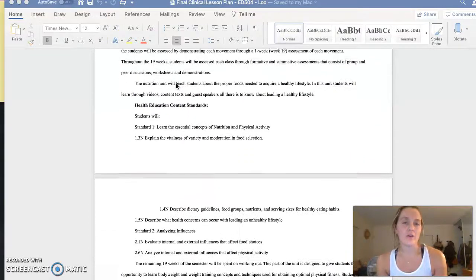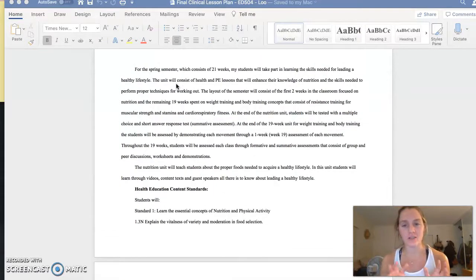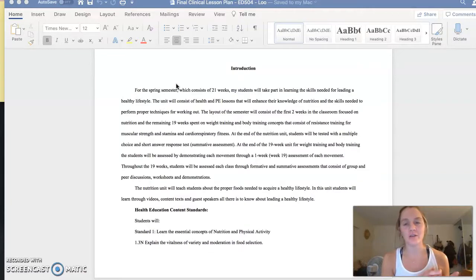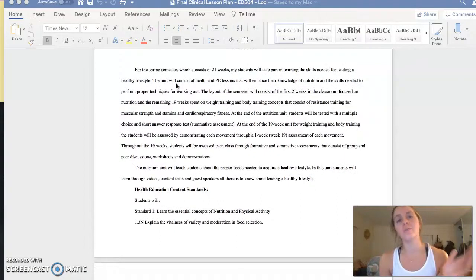The whole unit is focused on the spring semester, kind of broken down into two units. Prior to the lesson, I'm going to walk you through today. Basically, my students will be learning about nutrition, and the whole spring semester is focused on healthy living and a healthy lifestyle. In that, they're learning about nutrition and working out, and how to practically do that at home.